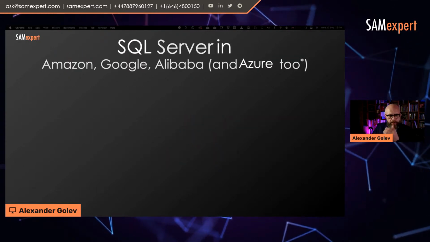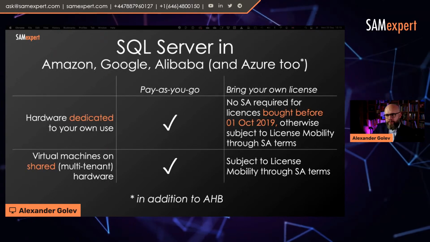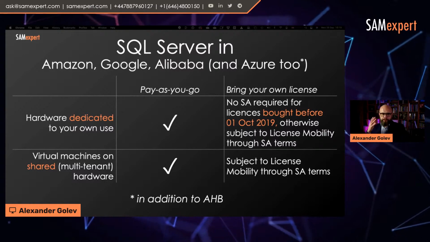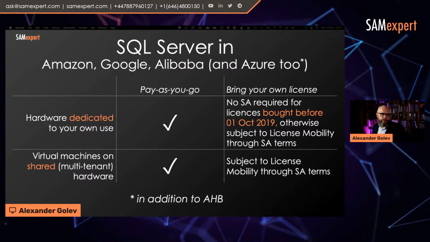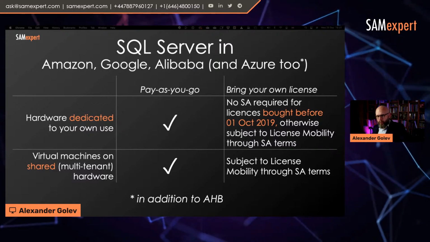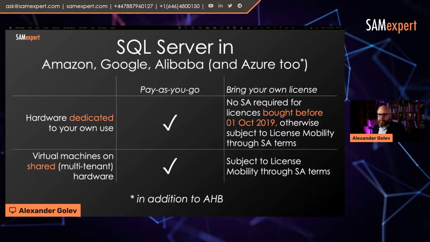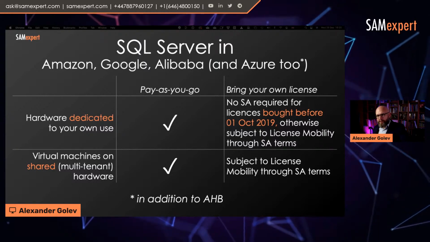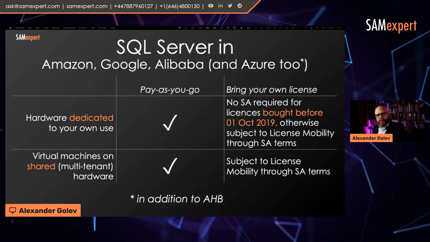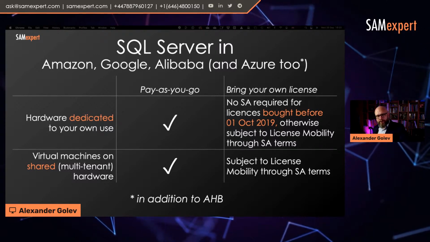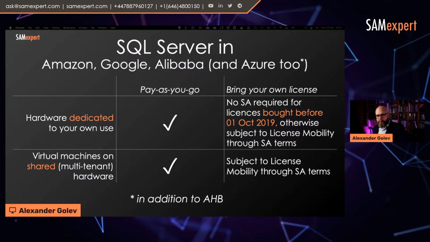What about Amazon, Google, Alibaba, and Azure in addition to Azure Hybrid Benefit? Obviously, in all of these providers, you have an option of pay-as-you-go, whether on dedicated or shared hardware, and bring your own license is a bit complicated. If you bought a license before 1st of October 2019, you may bring it to one of those providers without limitations, no SA required.